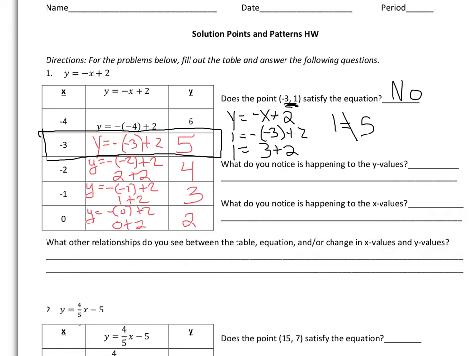And then a couple other follow-up questions. What do you notice is happening to the y values? Well, if I look in my table, it decreases by 1. 5 to 4 decreases by 1. 4 to 3 decreases by 1. And 3 to 2 decreases by 1. So what I notice is happening to the y values is that it's decreasing by 1.